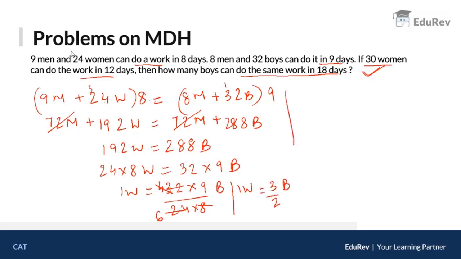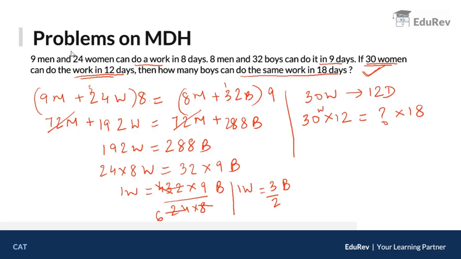Now they've given us a very, very important relation. If 30 women can do the work in 12 days, 30 women take 12 days. So how many boys can do the work in 18 days? Okay? Look, 30 women take 12 days. So how many boys will take 18 days? How many boys will take 18 days?